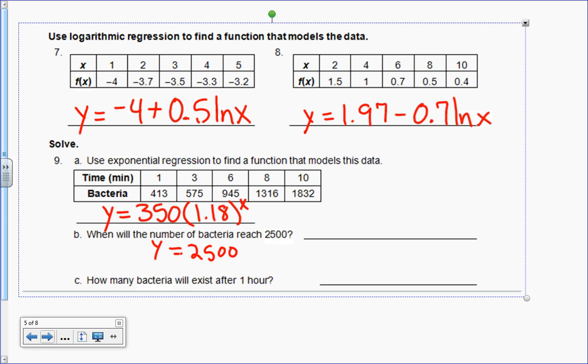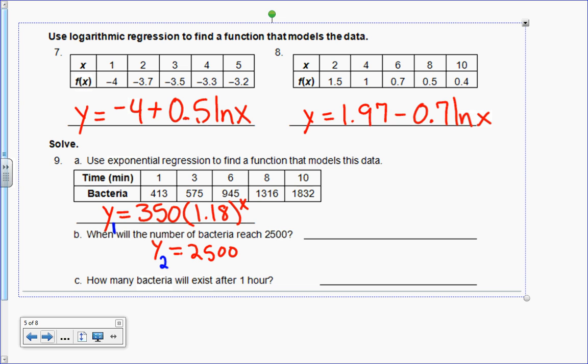So we're going to graph this here in a moment. We're going to put the original equation in for y1, and we're going to put this y equals 2,500 in for y2, and find the point where they meet, the x value where they meet. So let's go back to y equals, and you can go vars down to statistics, over to EQ, and put your regression equation in. Or what I'm going to do is I'm just going to type in what we've got. So in y1, I'm going to put 350 parentheses 1.18 to a power of x. And then in y2, I'm going to put 2,500.